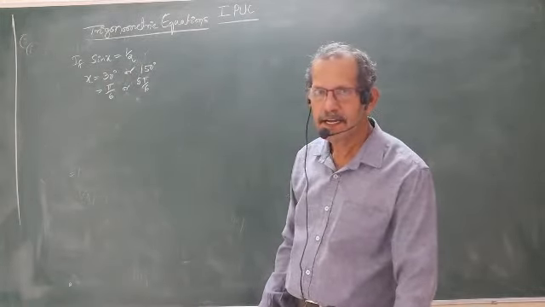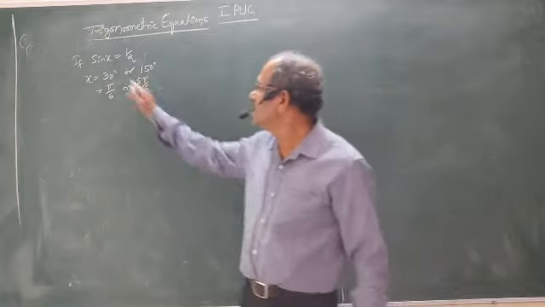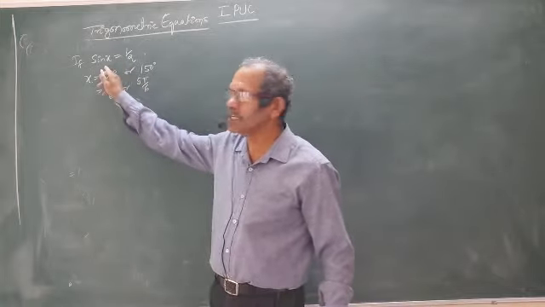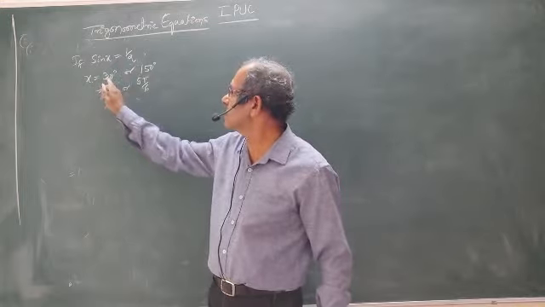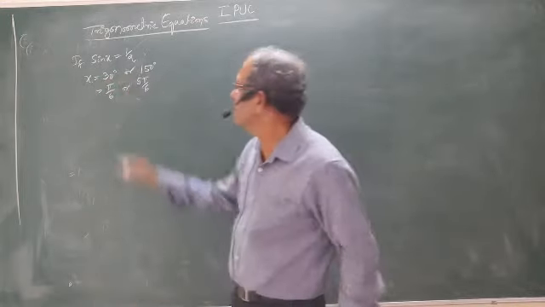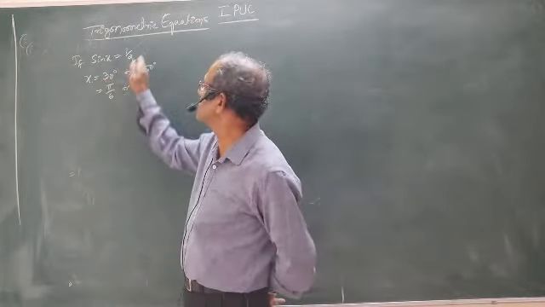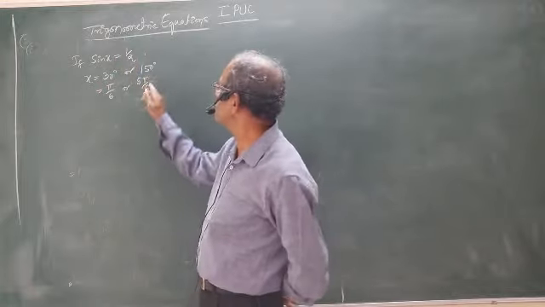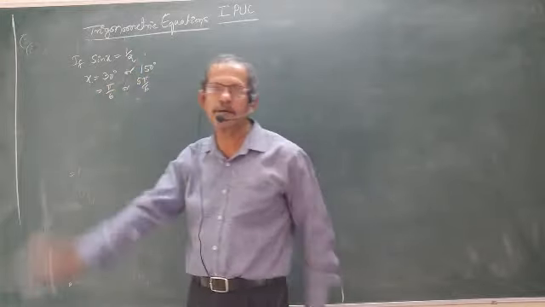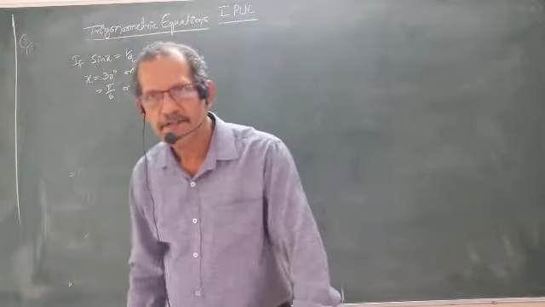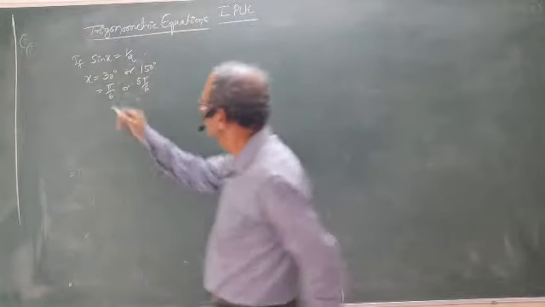Is it clear? Unknown quantity is x. Values are either 30 degree or 150 degree. If you put x equal to 30 degree, you get the value 1 by 2. If you put 150 degree in its place, you get 1 by 2. Right? Let me take one more.